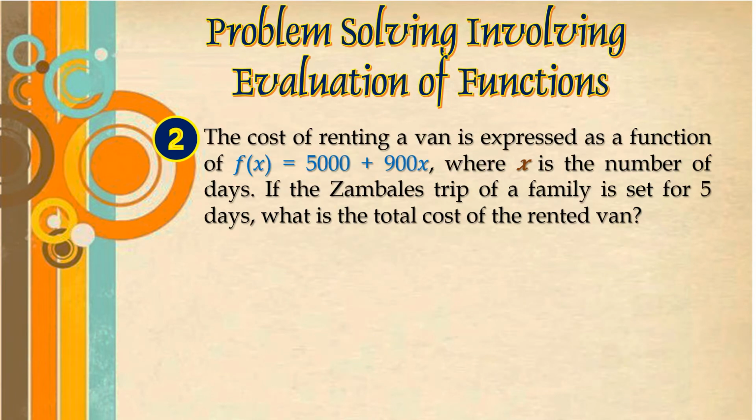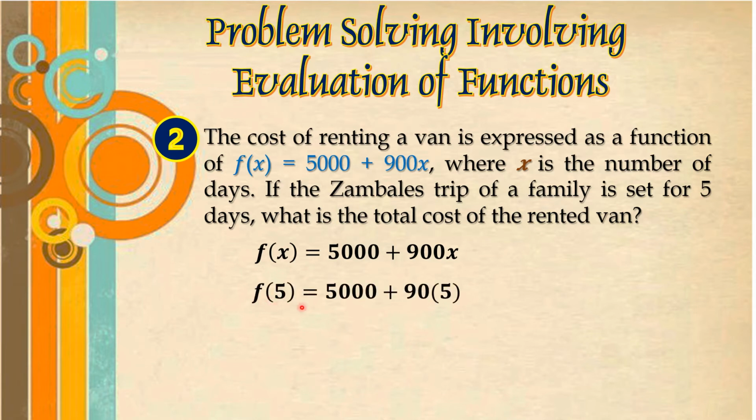Okay. Example number 2. The cost of renting a van is expressed as a function f of x equals 5,000 plus 90x, where x is the number of days. If the Zambales trip of a family is set for 5 days, what is the total cost of the rented van? The same process as the previous example, we are going to rewrite the given function, and then we replace x with the given value in the problem. So we have here f of 5 is equal to 5,000 plus 90 times 5. Then we simplify. So copy 5,000 plus 90 times 5, that is 450.